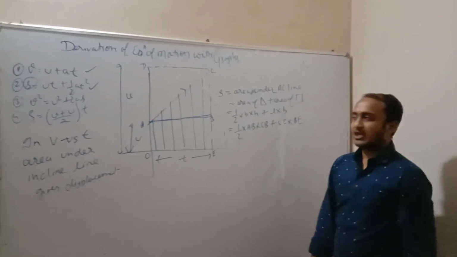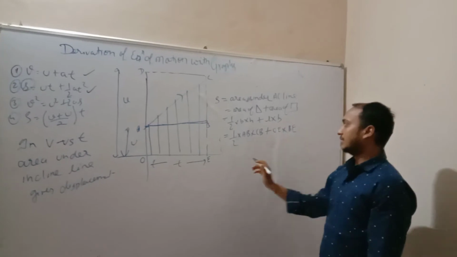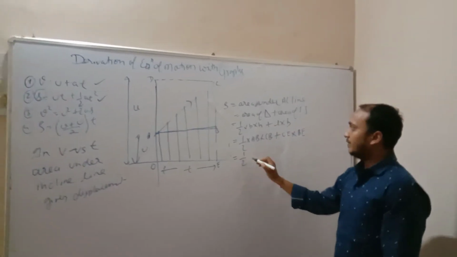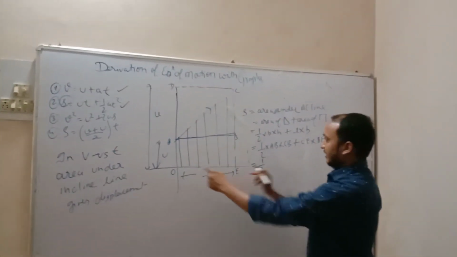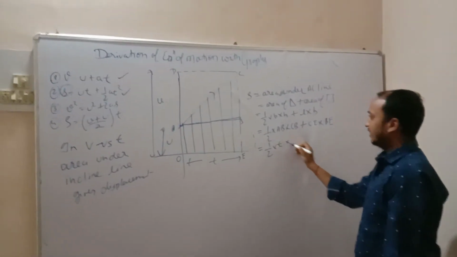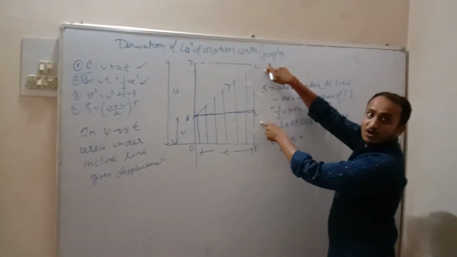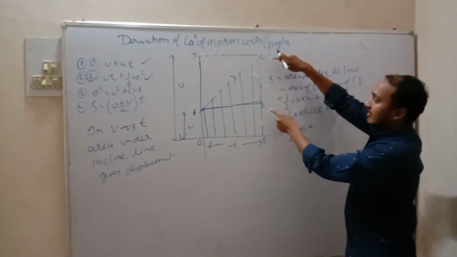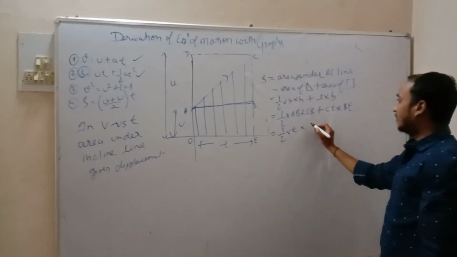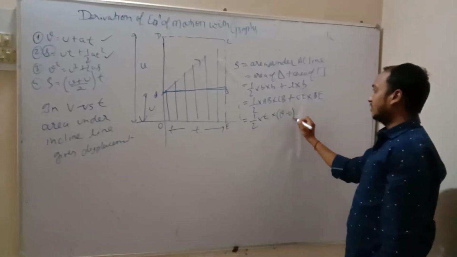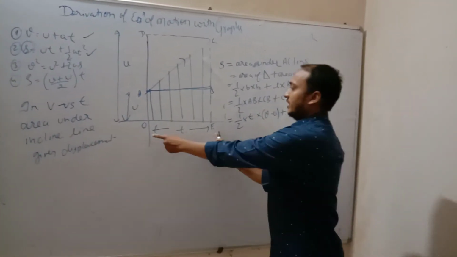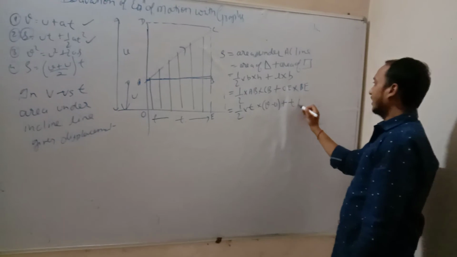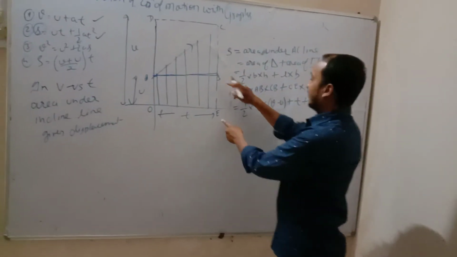So we have put the values of breadth, height, and length. Now friends, AB is T. CB, we have already found, is V minus U. OE is again T, and BE is U.